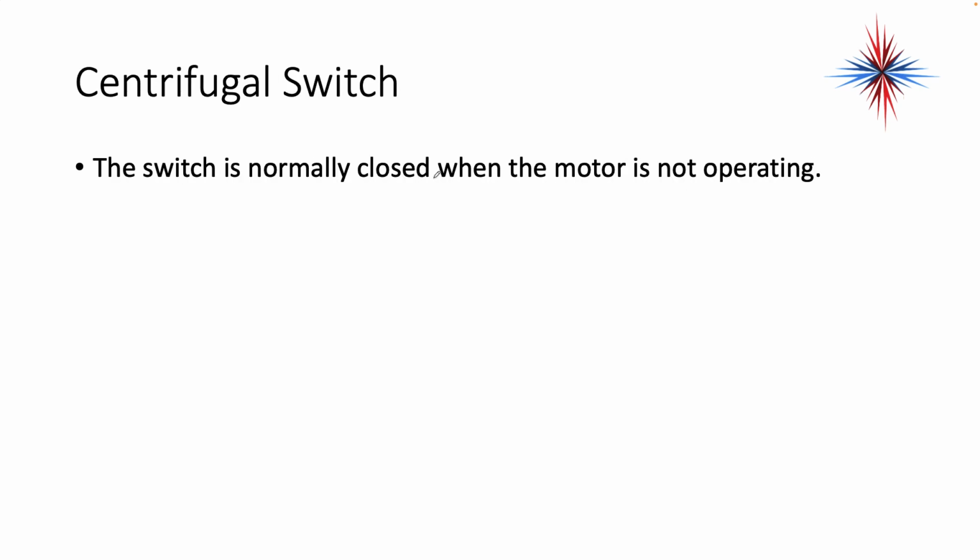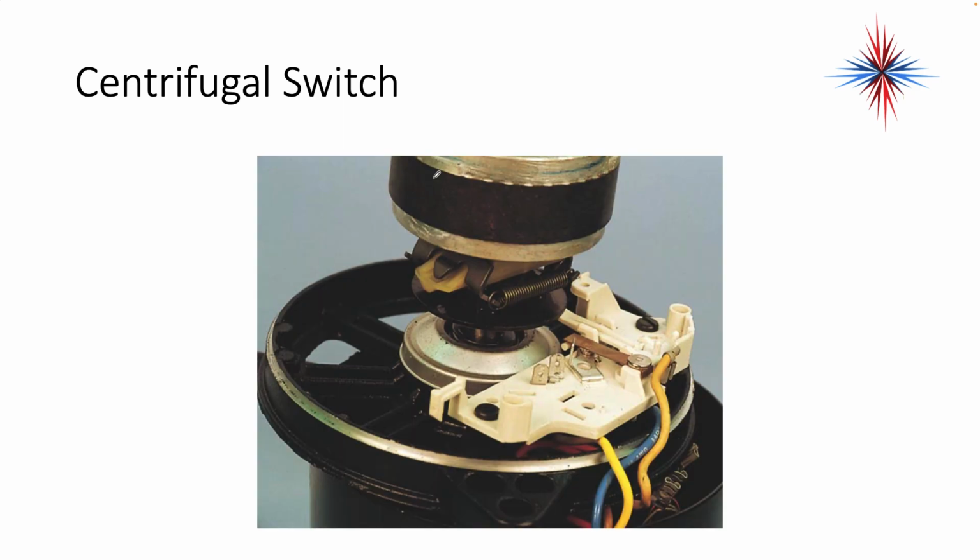The centrifugal switch is normally closed when the motor is not operating. So your start winding is in the circuit when the motor is not operating. This is a picture of the centrifugal switch. As the motor starts to spin, it will open the contact that I'm circling here because the centrifugal force will pull this in the upward direction.